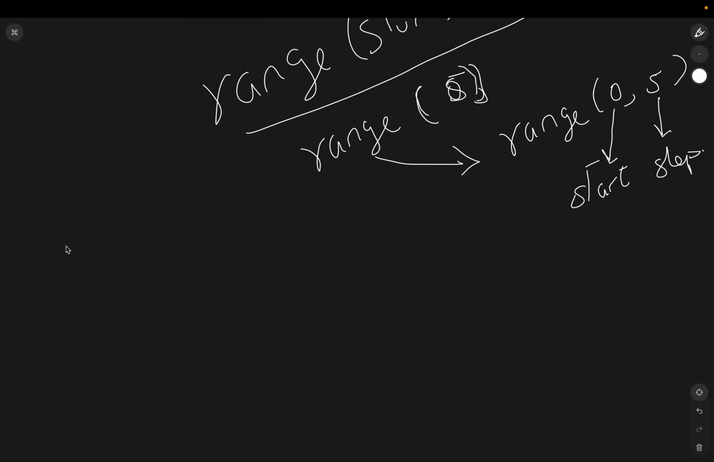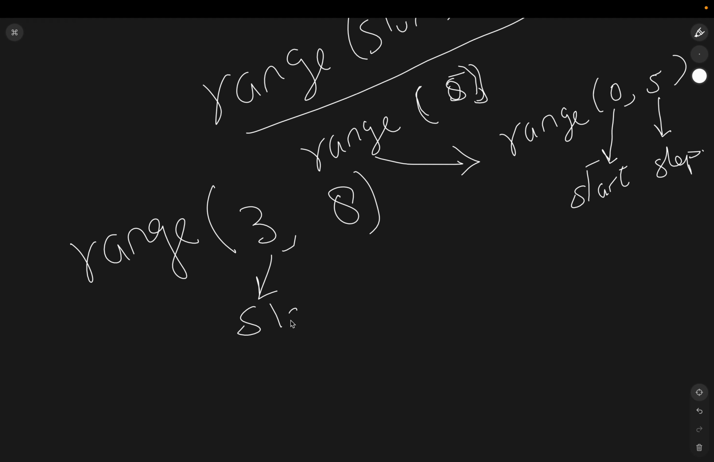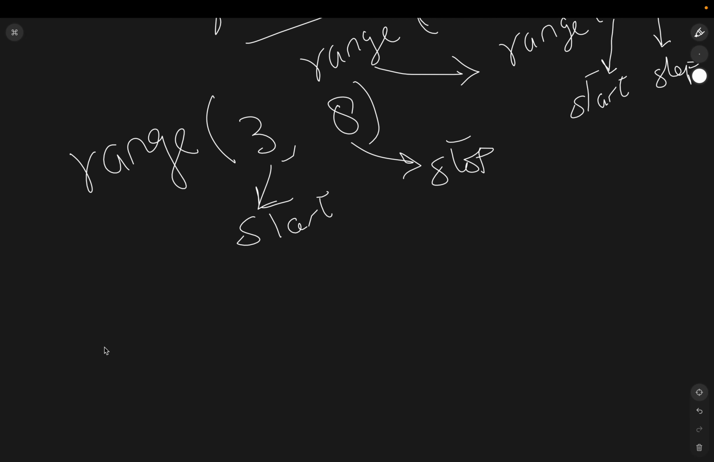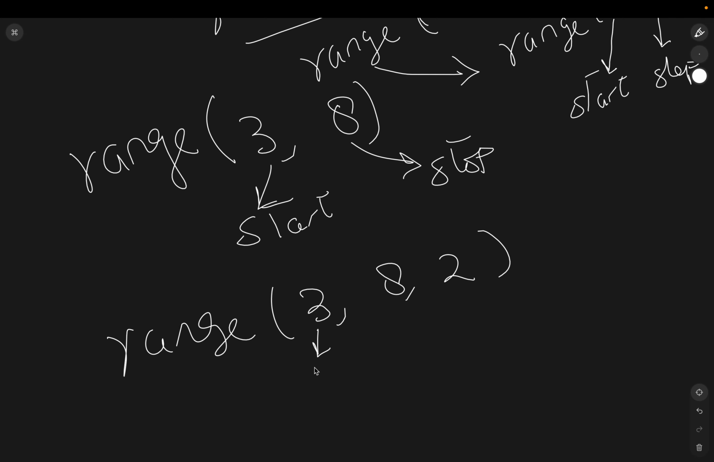If I say range of 3 comma 8, that means when I am passing two values, this will become my start, and this will become my stop. If I say range of 3 comma 8 comma 2, that means the start is 3, stop at 8, and this 2 is the step size.